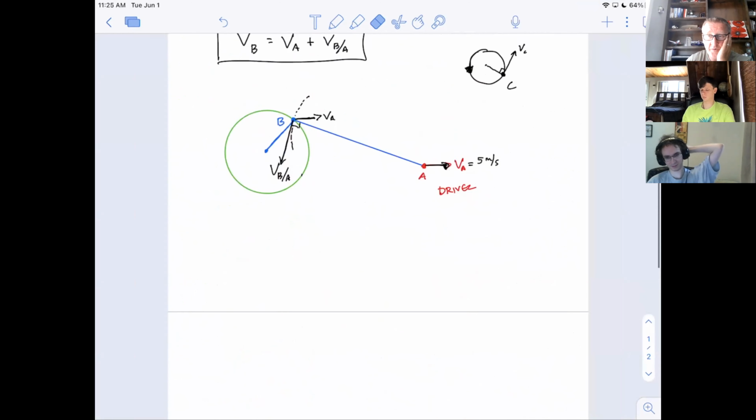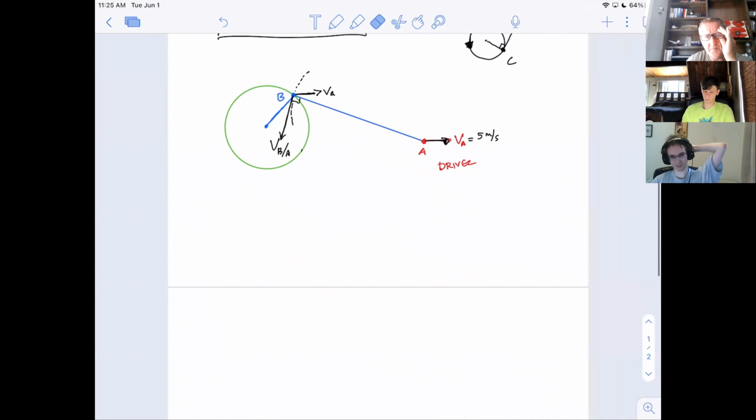So that's really what this week is about: can we spend time to actually figure out how the motion of A causes the motion of B? How if we know what A is doing, then we can actually know what B is doing. That's kind of the idea.